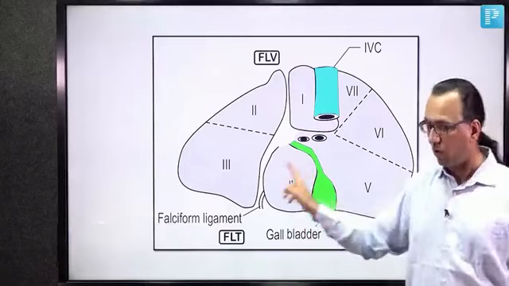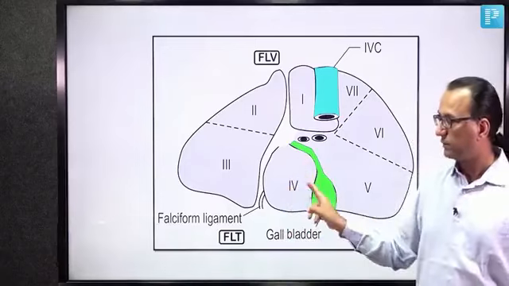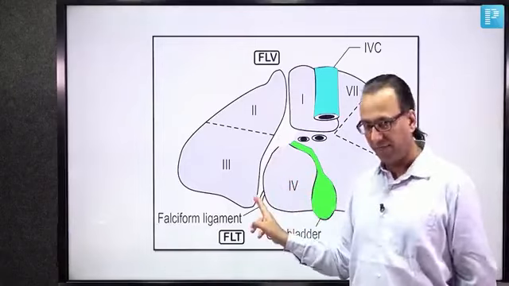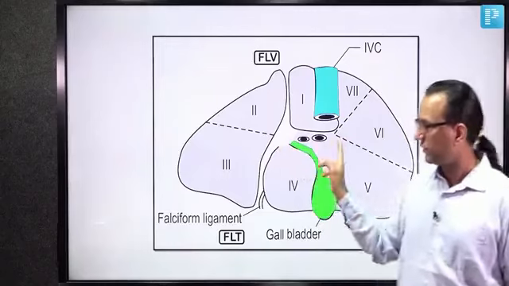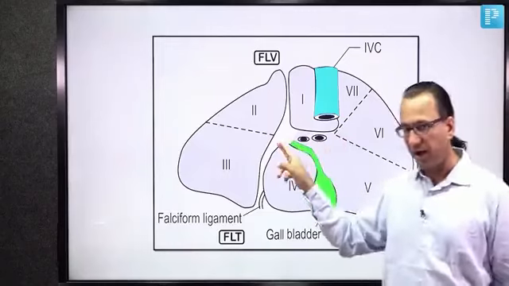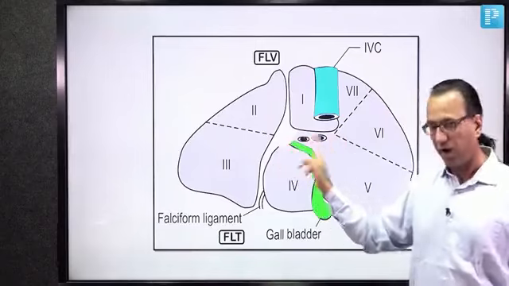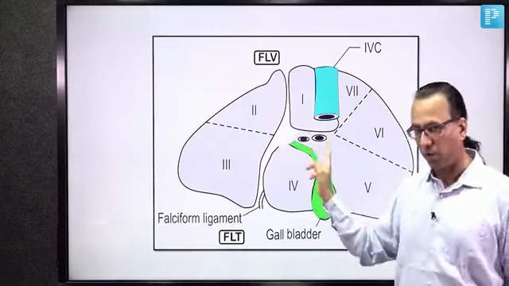Segment 4B, which is the quadrate lobe, is sandwiched between the fissure for ligamentum teres on the left side and the gallbladder on the right side. And this is the porta hepatis region, where the DAV structures will be entering. D is the bile duct, A is the artery, hepatic artery, and V is the vein, portal vein.